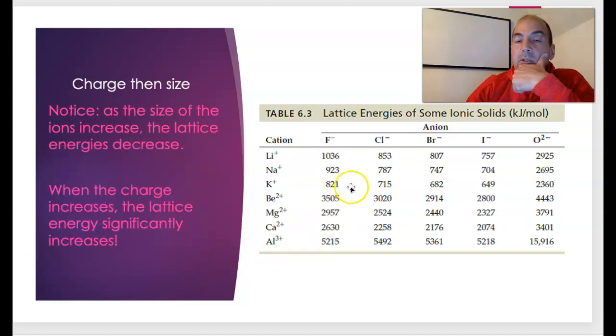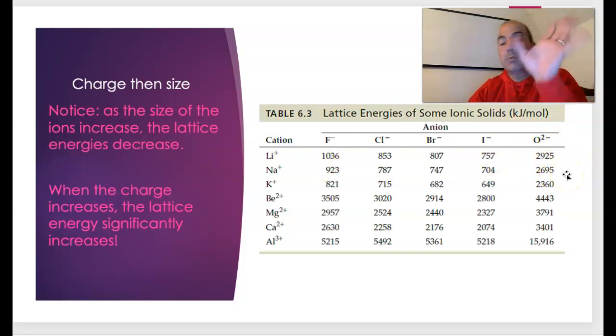Again, we talked about the table and the idea that when we compare lithium fluoride, lithium chloride, lithium bromide, lithium iodide, the size of the fluoride, chloride, bromide, iodide is increasing and the lattice energy is decreasing. But when I throw in a -2 charge, lithium oxide, all of a sudden the lattice energy jumps significantly. That's why charge comes first. Look at this chart. If we go down to aluminum oxide, that's a huge number compared to anything else on the table, because we have +3 and -2, bigger charges.